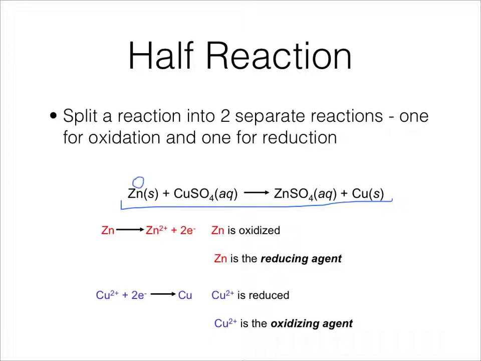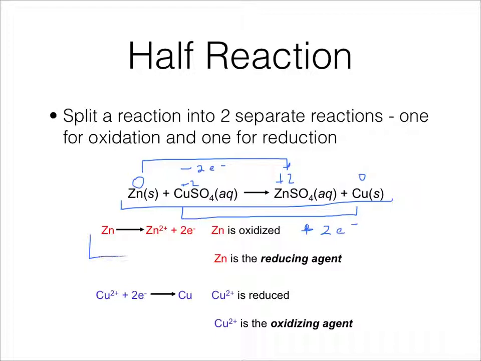The zinc was in a 0 and it goes to a +2. So it lost 2 electrons, -2 electrons. The copper went from being a +2 to a 0. So that was a +2 and goes to a 0. So this actually gained 2 electrons. So +2 electrons. Now if I look just at those ions, take a look here. The zinc can be thought of as going to zinc 2+ ion and giving off 2 electrons. So here zinc must be oxidized, which makes it the reducing agent.